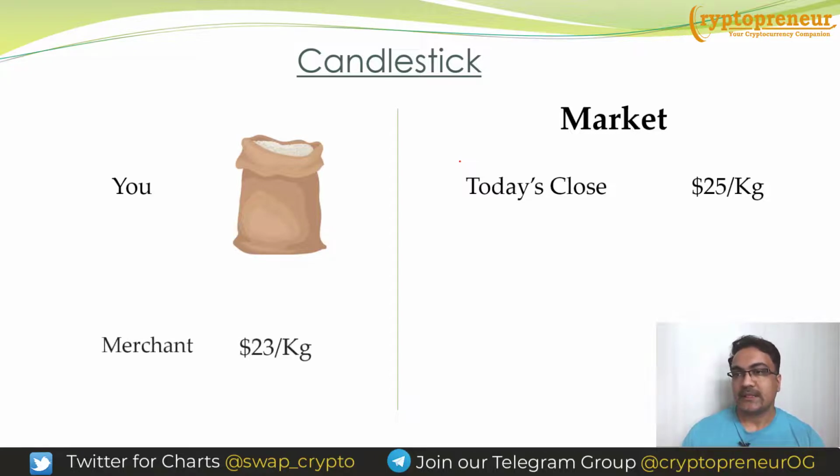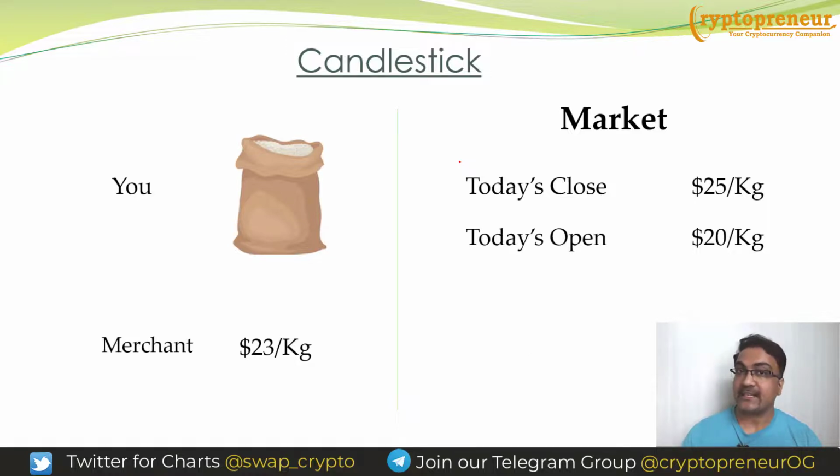Then you meet a merchant there. He offers you $23 per kg. So you start thinking that today's closing price was $25 and this person is offering me $23. He is offering me $2 less than what I am expecting. Then you start leaving and ignoring him. Then the merchant calls you again and says, don't you know today's open price was $20 per kg.